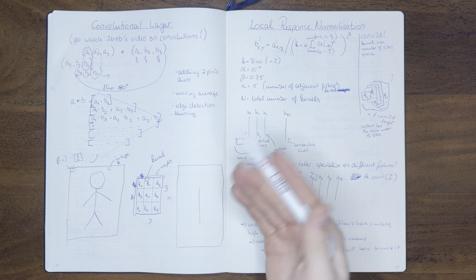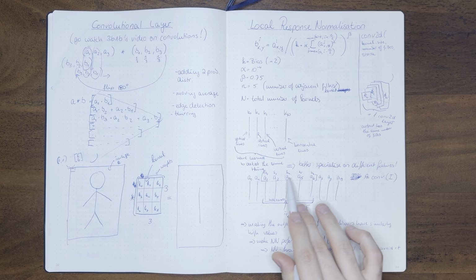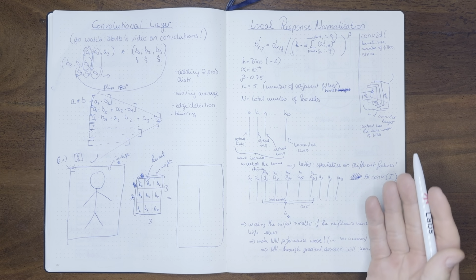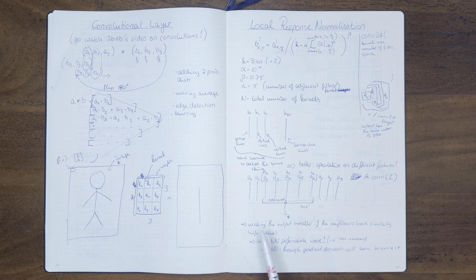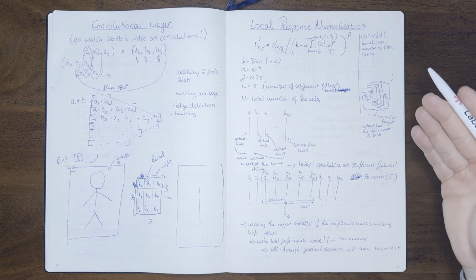So what happens here is we look at a particular filter and compare this filter to its neighboring filters. And if all of them have a similarly high output, meaning that the underlying kernels all have learned kind of the same feature, then we want to make this number smaller. But what does it even mean to make this number smaller? What does it do in the end? Well, if the neighbors have similarly high values and you make this number smaller, you make the neural network performance worse. That is, you increase the loss.